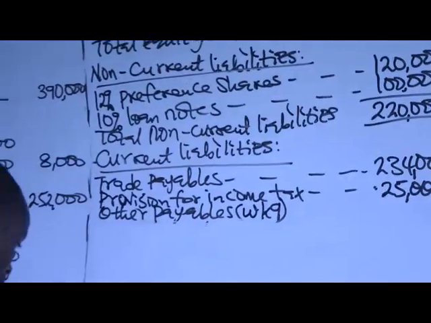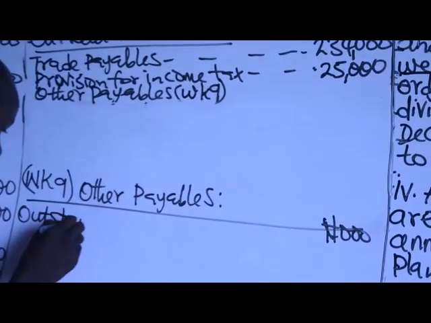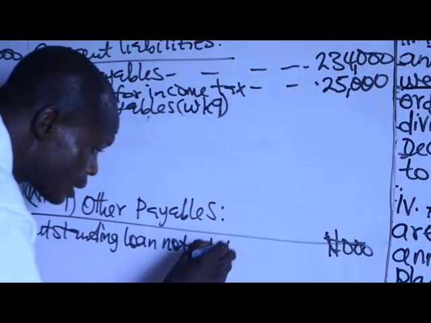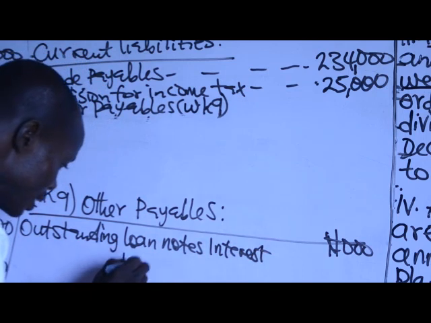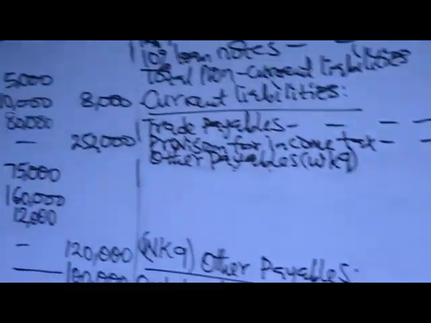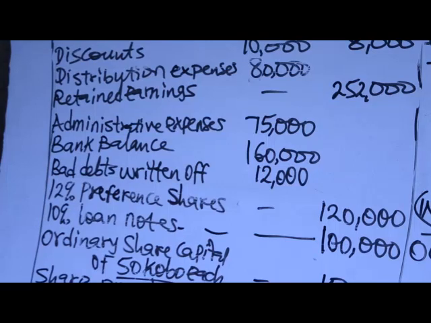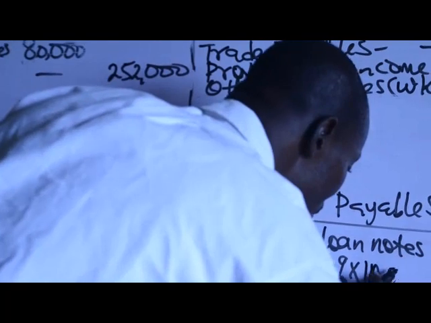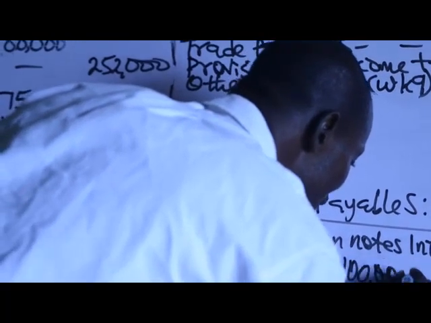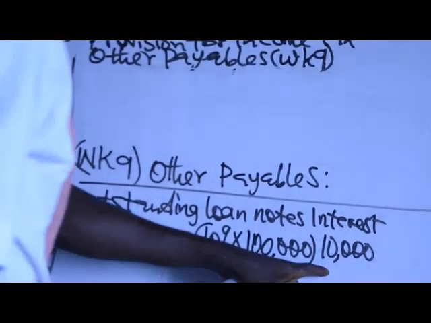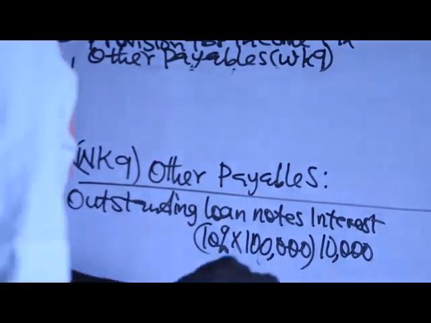We are outstanding loan notes interest at 10%. And how much is the entire loan notes? Back to the trial balance. We have 10% loan notes, and that is 100,000. If you calculate 10% of 100,000, then you have 10,000. That is the loan notes interest due during the year.